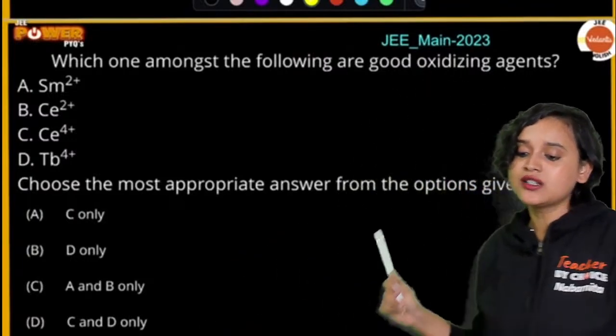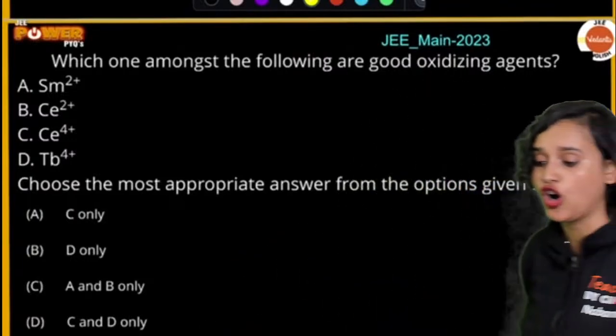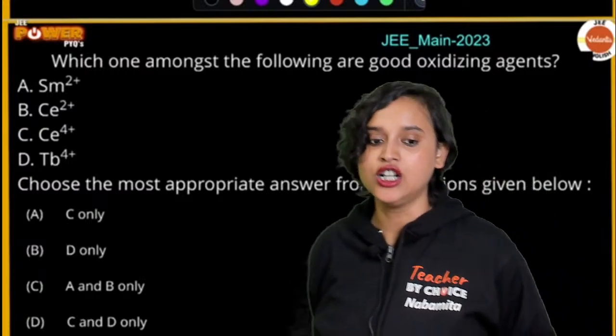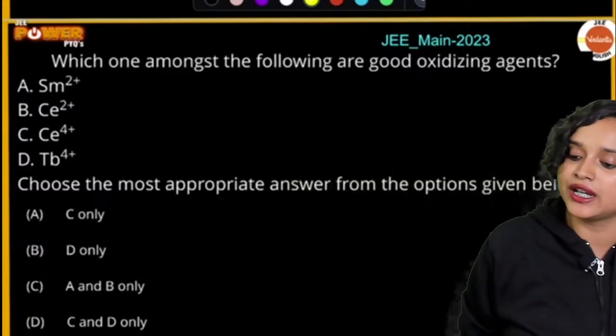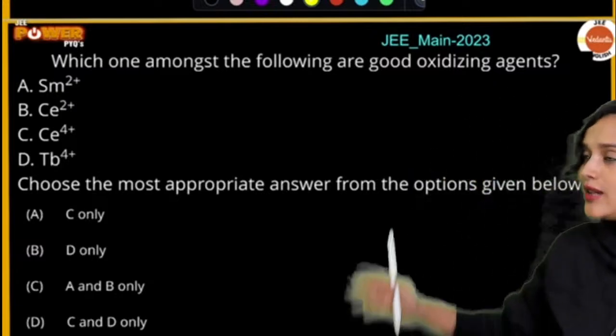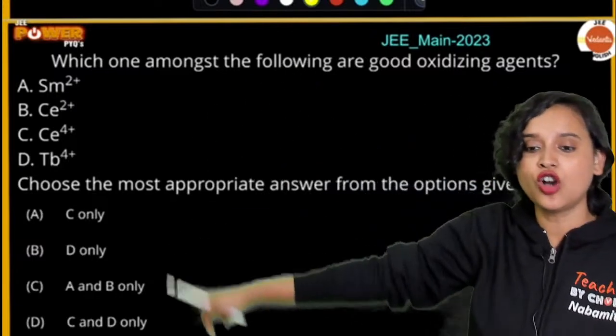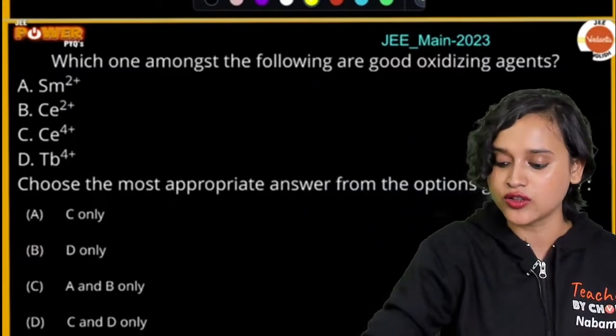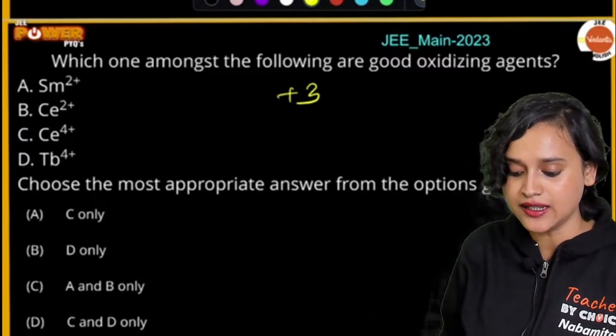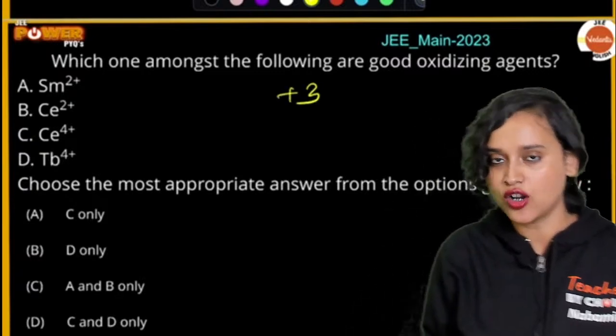Which one amongst the following are good oxidizing agent? Now let me tell you a trick, everybody. Just have a look. All of them are lanthanides. Lanthanides have a common oxidation state of +3, isn't it? Yes. They have a common oxidation state of +3.